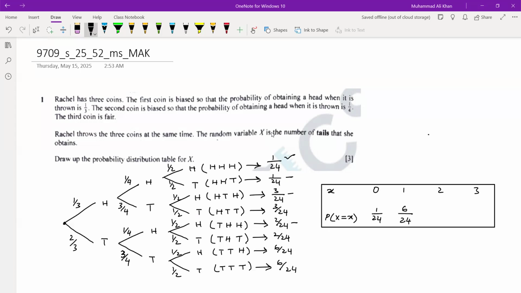For 2 tails, we have this one and this one. So it will be 11/24. And for 3 tails, we have the last, which is 6/24. This is the probability distribution table for question number 1.